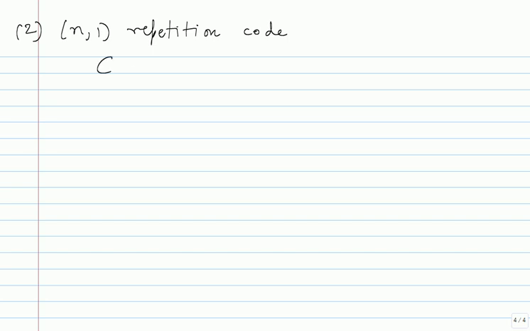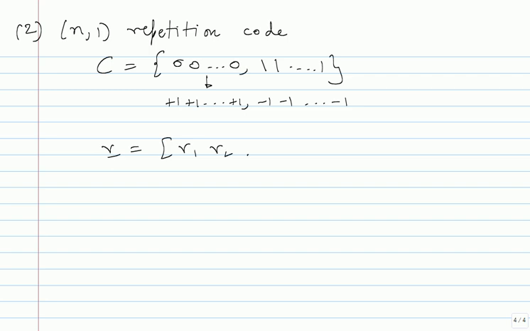Okay, what are the code words? The code itself is all zeros and all ones. So if you do BPSK modulation, the symbol vector corresponding to all zeros is all plus 1. The symbol vector corresponding to all ones is all minus 1. And suppose you receive a received vector R, which is R1, R2, ..., RN. If you do ML decoding, soft ML decoding, what will your C hat be? How will you decide C hat?